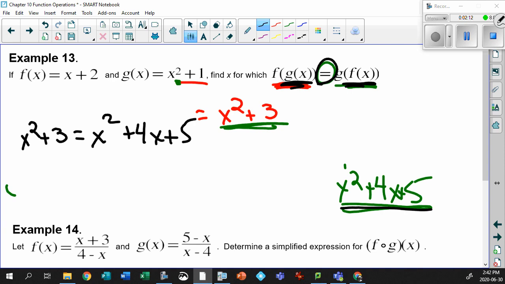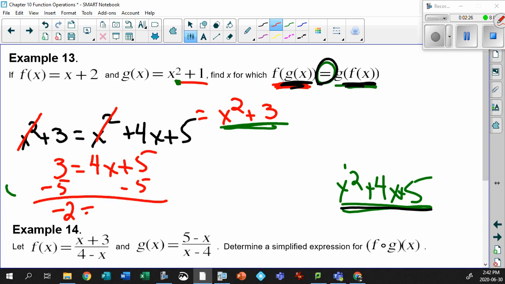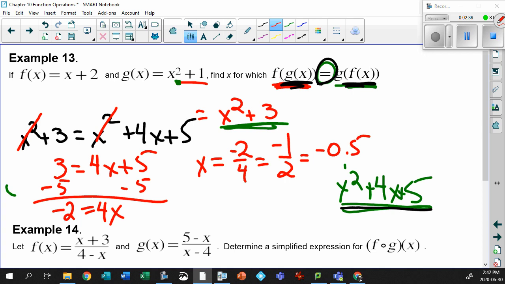Now check this out. Like things on opposite sides of equal signs cancel, leaving me 3 equals 4x plus 5, right? Solve it, bring the 5 over, subtract 5, subtract 5. I got minus 2 equals 4x. Divide by 4, x equals minus 2 over 4. Minus 1/2 or minus 0.5 for those people who like decimals.